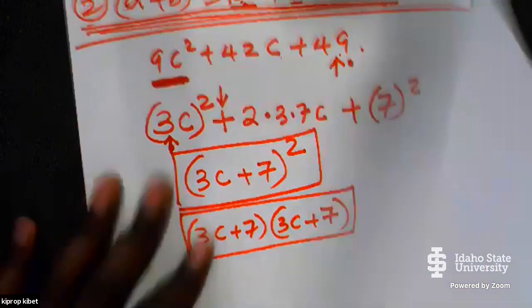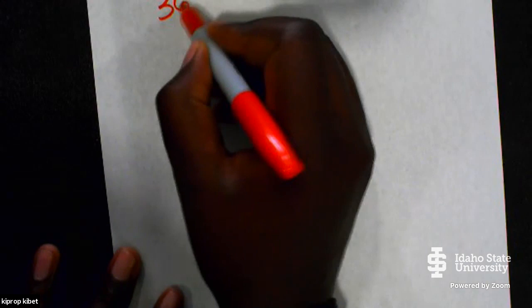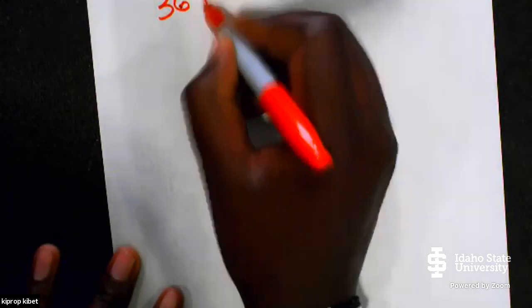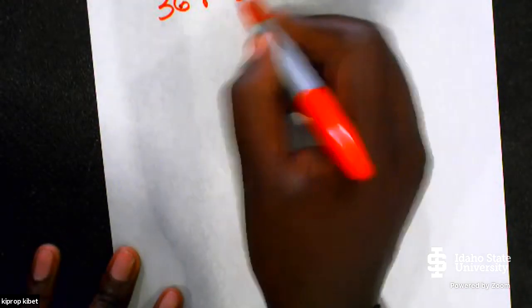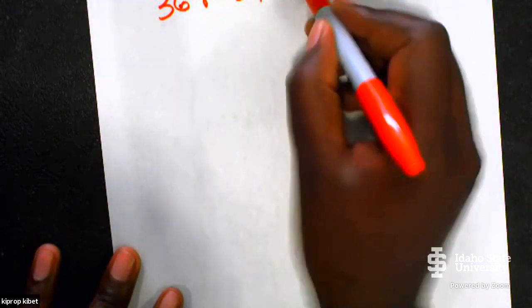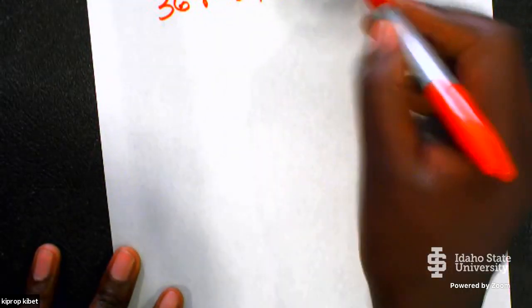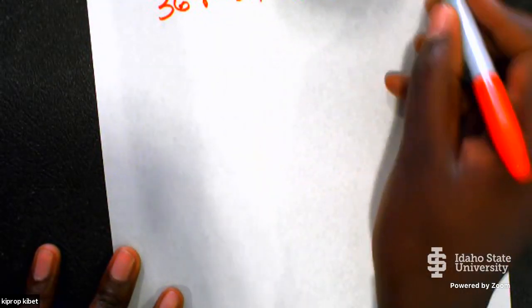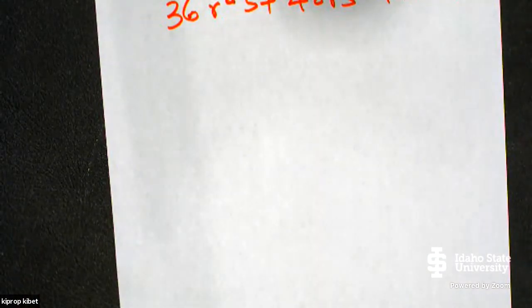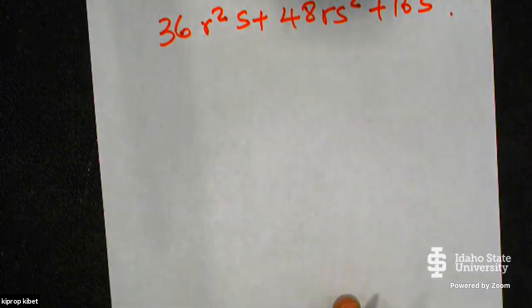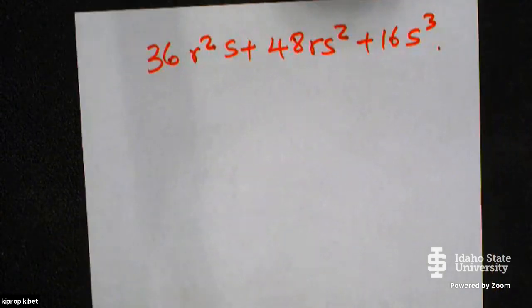Now, if you have another one here, 36r squared s plus 48rs squared plus 16s cubed. Now, how will you factorize that?